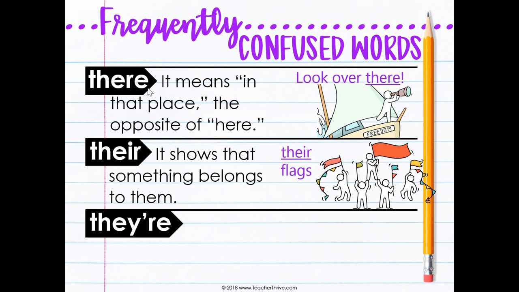T-H-E-I-R shows that something belongs to them. So, for example, their flags, you would use their. And then T-H-E-Y apostrophe R-E, they're, is a contraction of they are. So it's the same thing as they are.